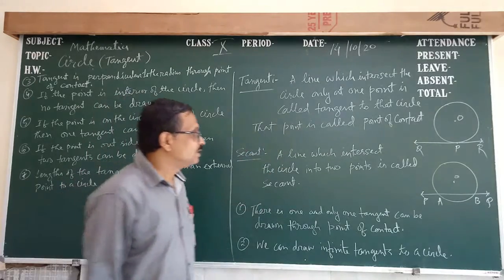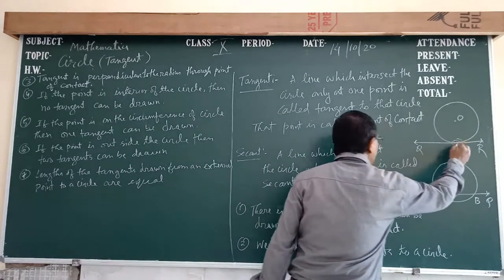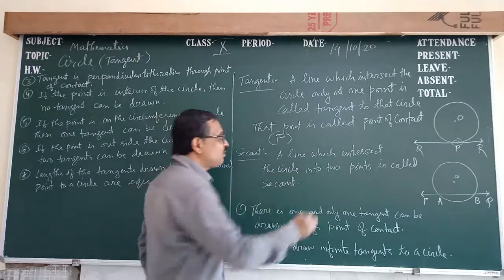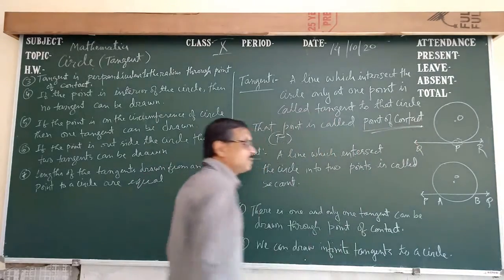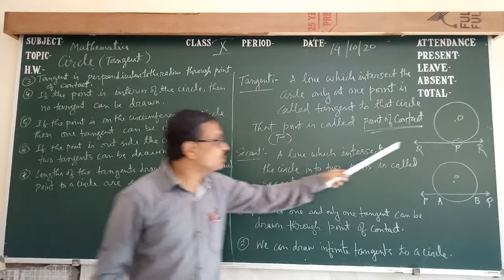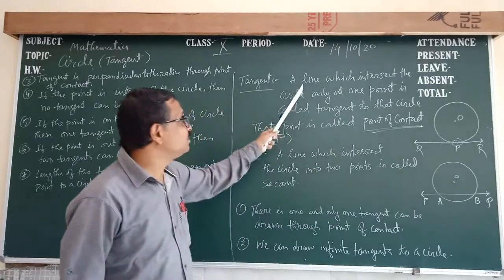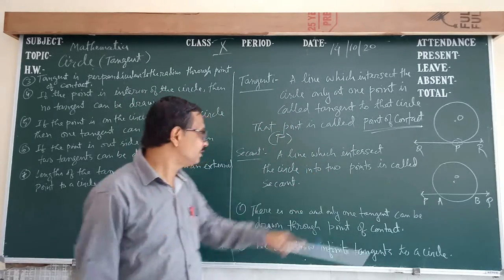That point is called the point of contact. That is point P. P is called the point of contact. Point of contact means where the tangent touches the circle. That means the line which intersects the circle only at one point.